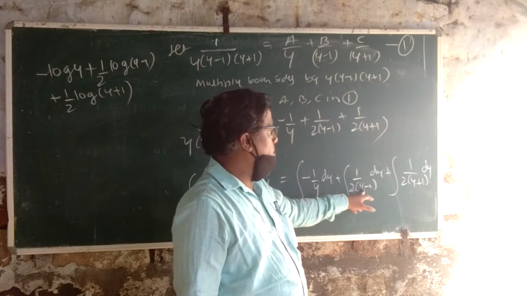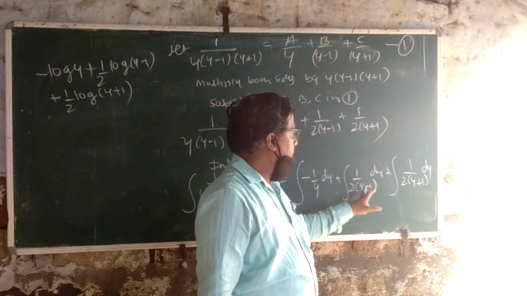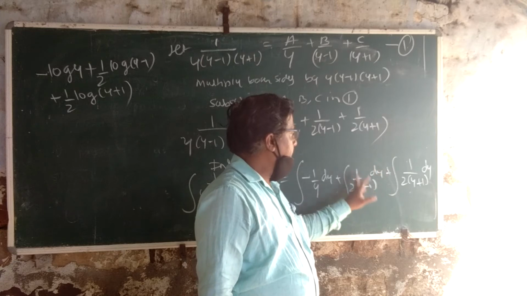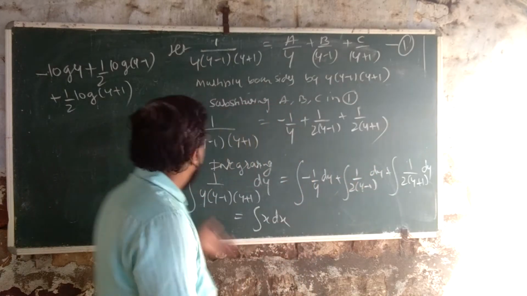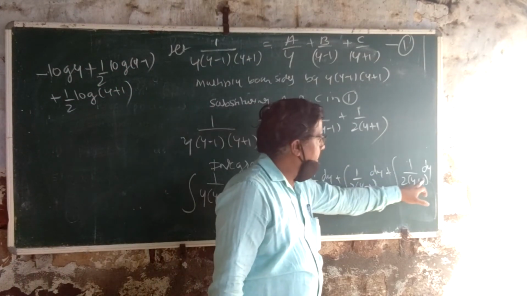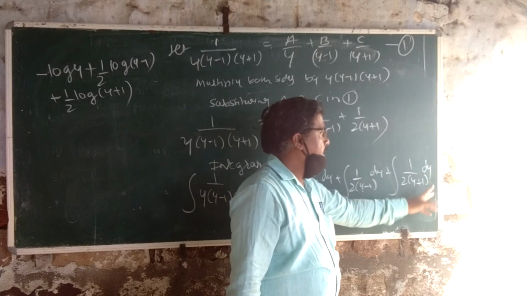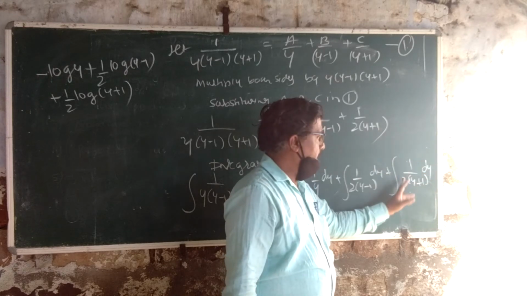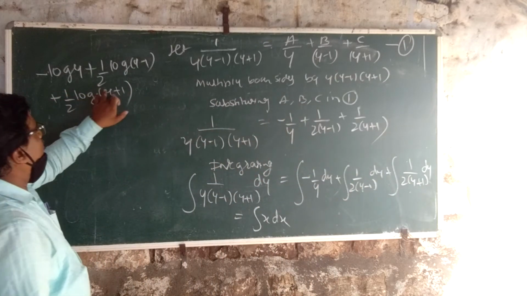So here make substitution method. Apply substitution method. Put y minus 1 as t, then dy becomes dt. So dt by t, integration of dt by t is nothing but log t. So t is nothing but y minus 1. So this is log of y minus 1. In the same case here also it is the same case. Put y plus 1 as t, then dy becomes dt. dt divided by t, integration of dt by t is log t. t means y plus 1. So its integration is log of y plus 1.